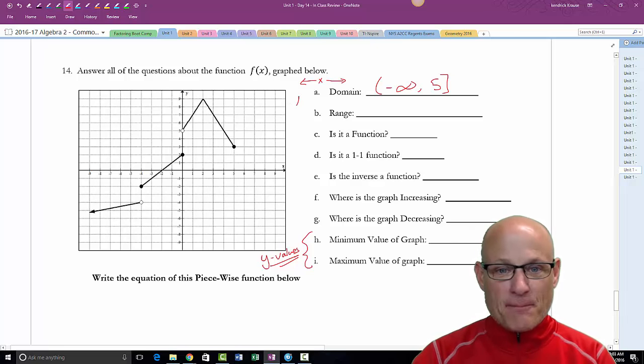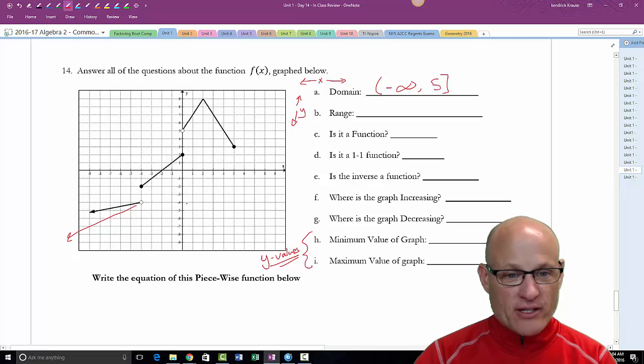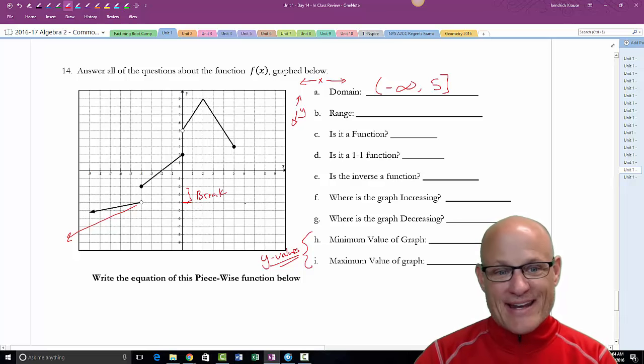Range is up and down, and it's our y value. So let's see. This looks like it's going down to infinity, but it stops here at negative 4, not including negative 4, and I got a break. There are no values between negative 4 and negative 2, so that's a break. Then from negative 2 up to and including positive 2, I'm okay.